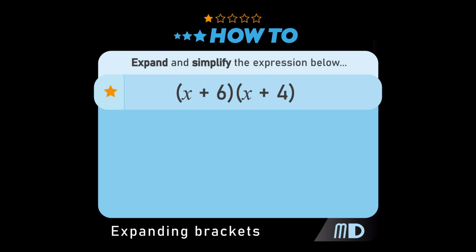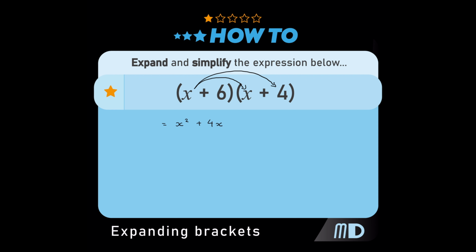The expression here is x plus 6 enclosed inside one pair of brackets, multiplied by x plus 4 enclosed inside a second pair of brackets. To begin, we multiply x by each term in the second bracket. So x multiplied by x is x squared, and x multiplied by 4 is 4x.